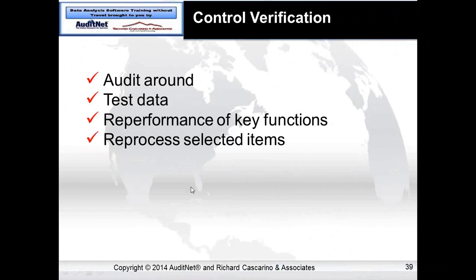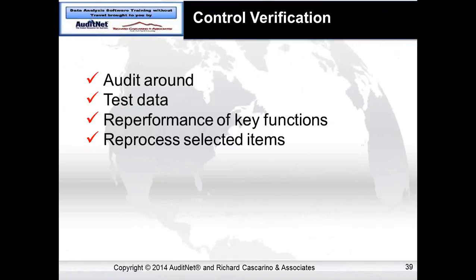Control verification, you can still audit around the computer and get away with it to a certain extent. But if you have to go through the computer, you can do it in different ways. We can use test data, where if we know that 2 plus 2 is supposed to equal 4, we put in a 2, we put in a 2, and see if a 4 comes out. We can reperform key functions, normally calculations. We can reprocess selected items.